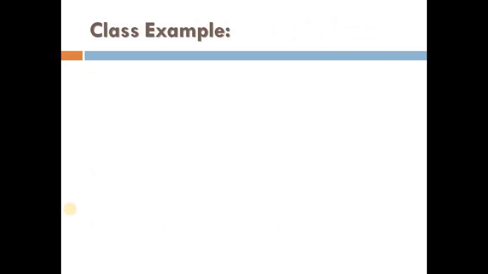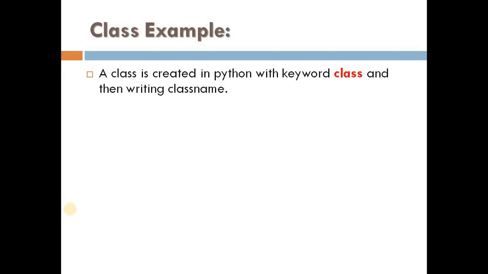Okay, so this is a simple class example in Python. A class is created in Python with the keyword class and then the class name. So class is the keyword to create a class. This is a simple program and we will also perform a practical on a class. So class Student, this is a class of student.